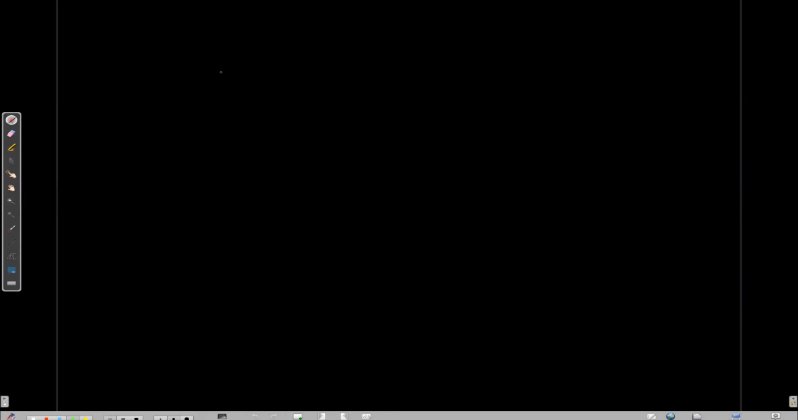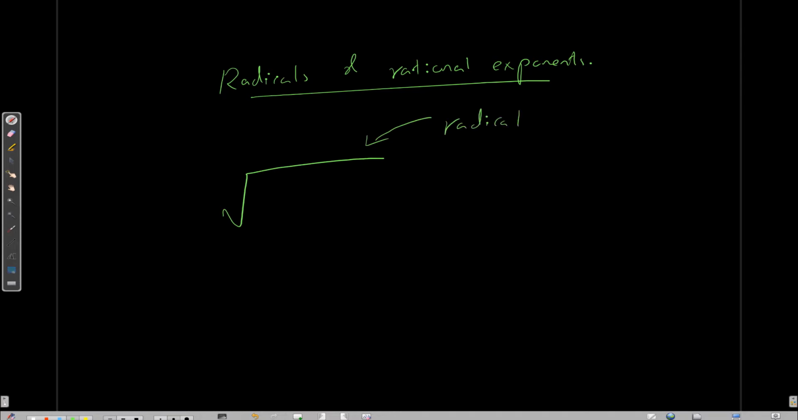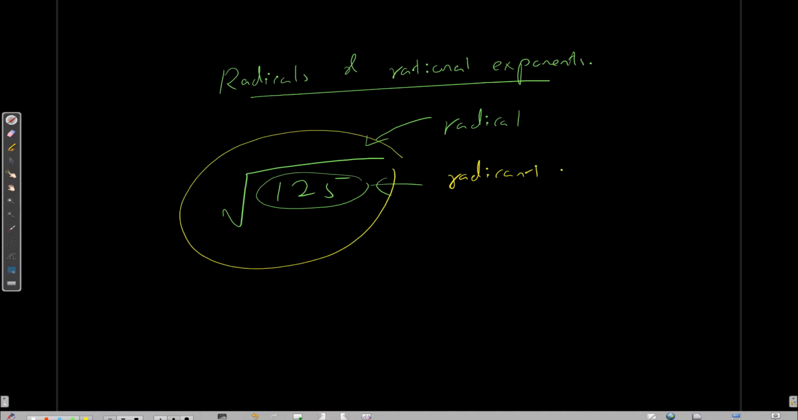Today we are going to talk about radicals and rational exponents. Now, first of all, radical. This sign we call it a radical. And whatever is inside this part we call the radicand. And altogether this is a radical expression, right?